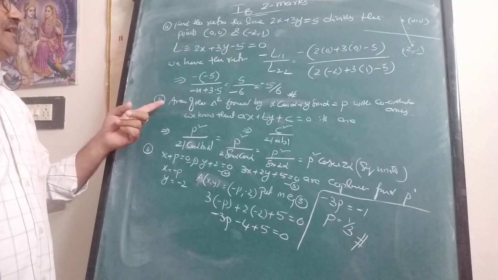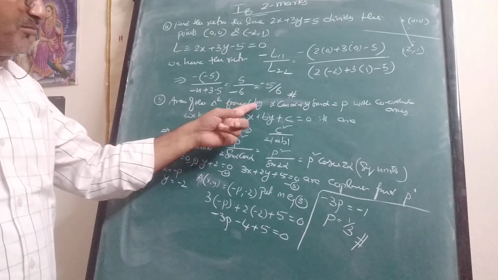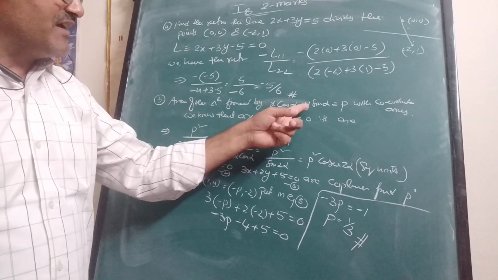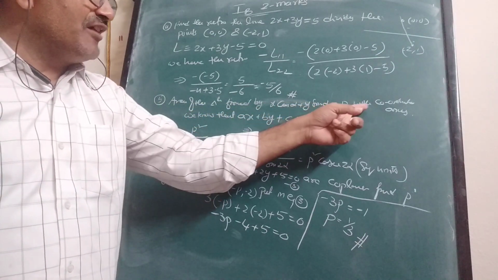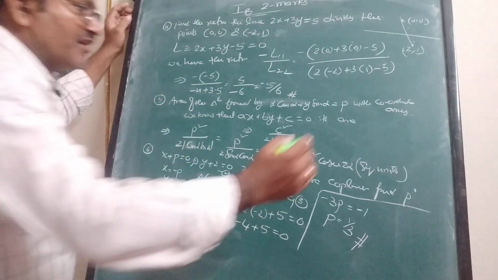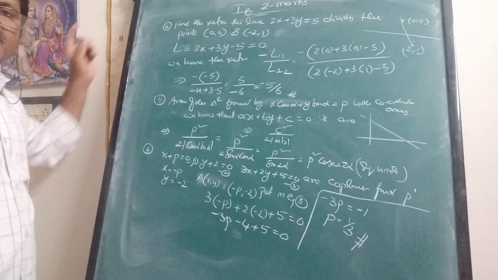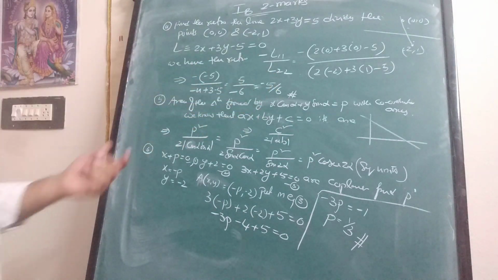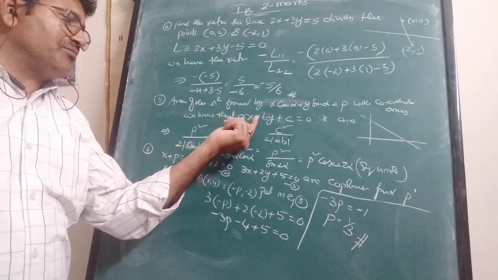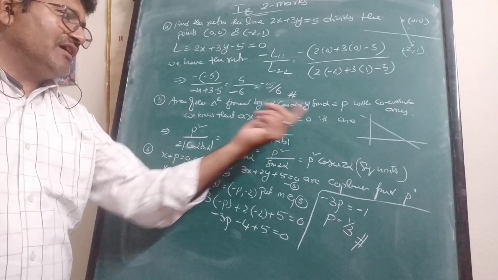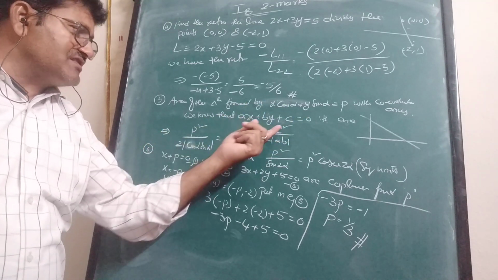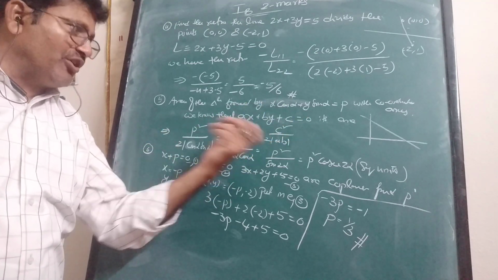And the area of the triangle formed by x cos alpha plus y sin alpha is equal to p with the coordinate axes. With coordinate axes means it will be like this. It cuts like this. That area we want. And we know that for ax plus by plus c equal to 0, its area will be c square by 2 mod a. We have this formula directly.